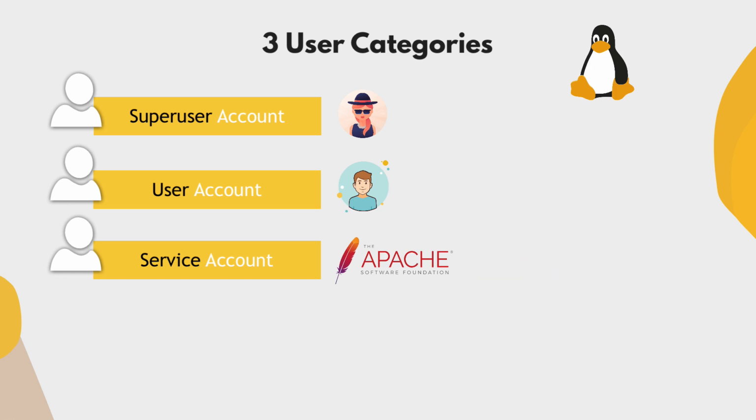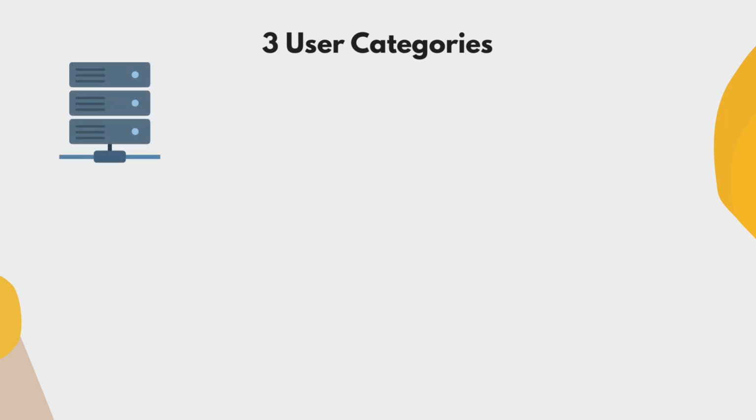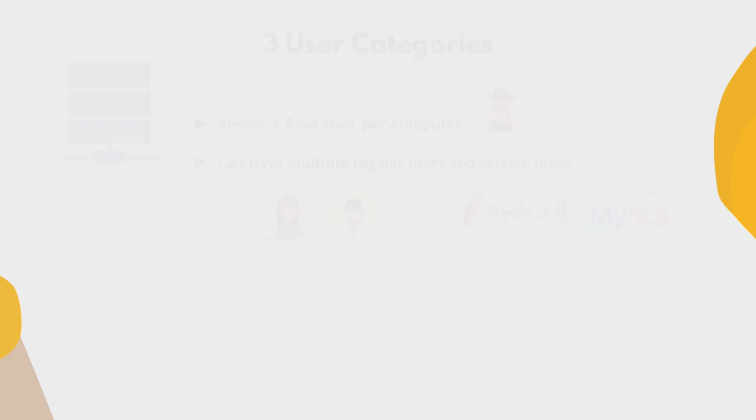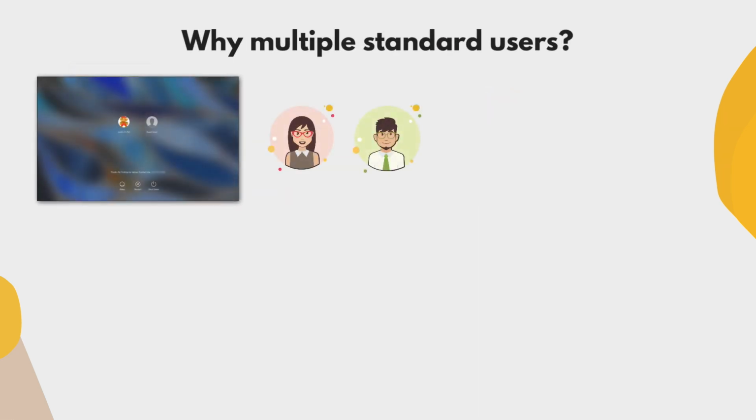So these are the three types of users that you will have on a system. And on one machine, you may have multiple of those users. You always have one root user, obviously, per computer or server, but you may have multiple regular users in addition and multiple service users. Now, why do we need multiple standard user accounts, for example, on one machine?